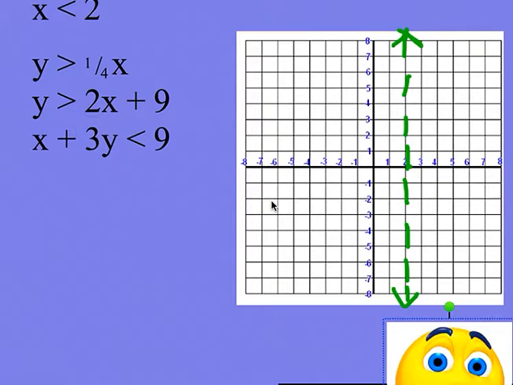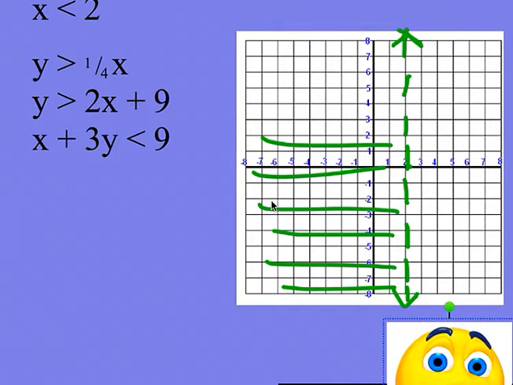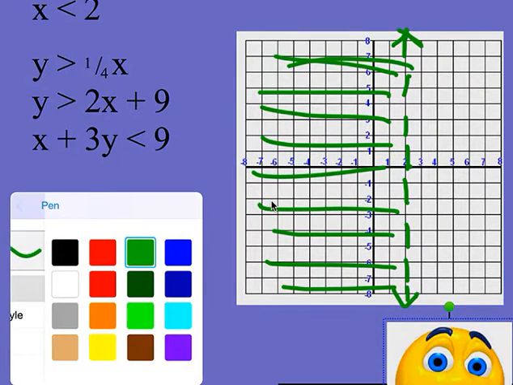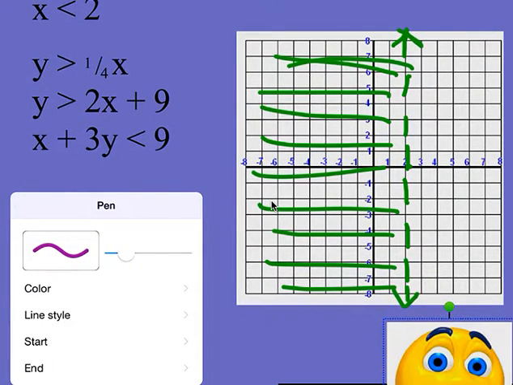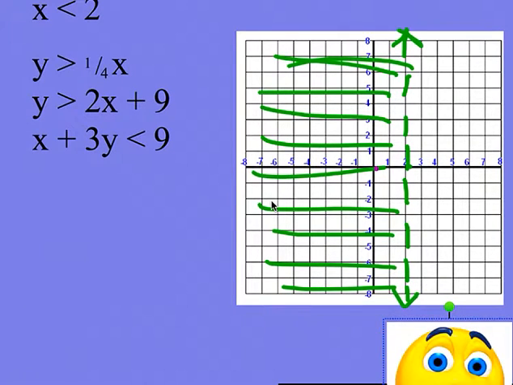Less than 2, well, it's going to be less than going to the left, so I'm just going to shade it out this way. Notice I shade lightly when I do each individual line, so that way when I make it solid, it makes more sense. So y is greater than 1/4 x. So we're crossing the y-axis at 0, and then we're going up 1 over 4, up 1 over 4. So that's going to be a dashed line.